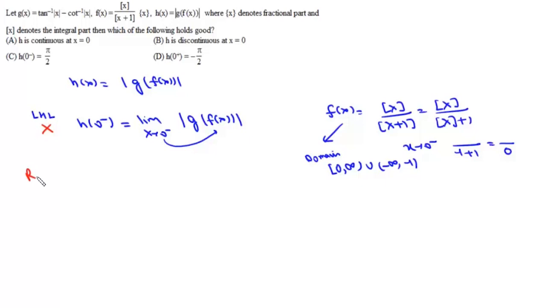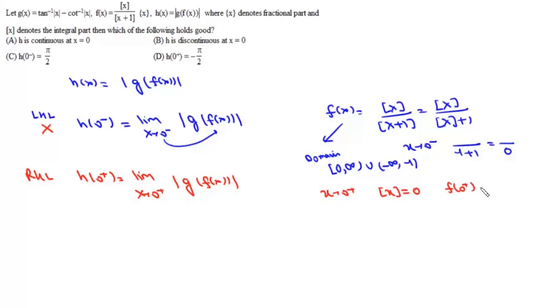Now if we look at its right hand limit, it will be the limit x tends to 0 positive of g(f(x)). Now if x approaches 0 positive, then greatest integer function of x will be simply 0. So in this case, f(0 positive) will be exactly 0. We also have this fractional part x function here, but it won't make any difference.